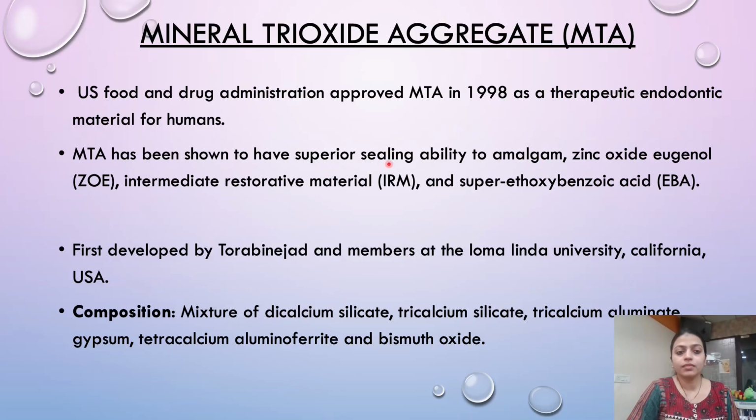Okay, it has a superior sealing ability compared to amalgam and other materials like ZOE. Okay, so it was first developed by Torabinejad and members at a university in California. The composition is, it is a mixture of dicalcium silicate, tricalcium silicate, tricalcium aluminate, gypsum, tetracalcium aluminoferrite and bismuth oxide.